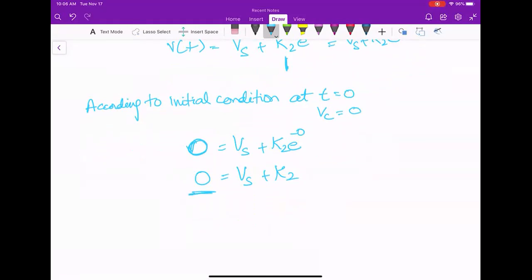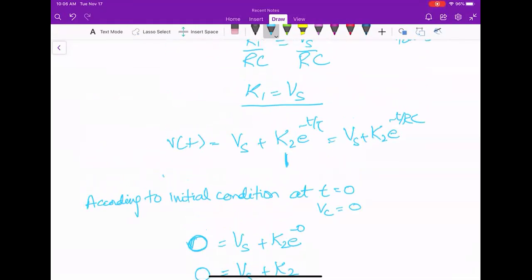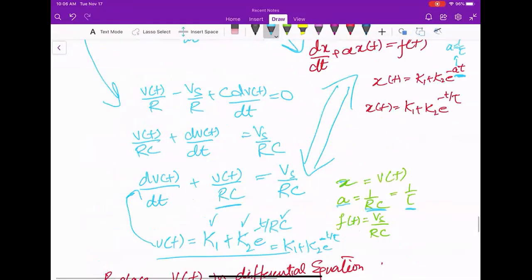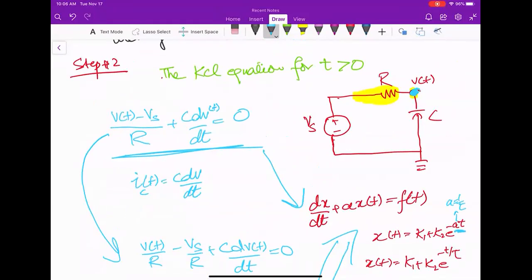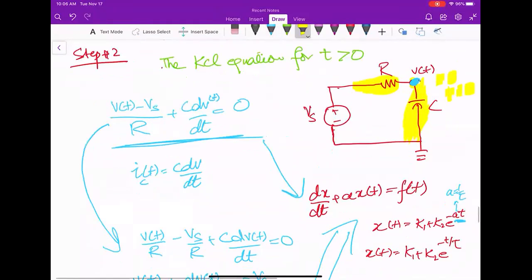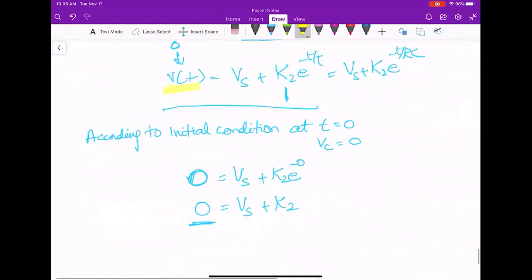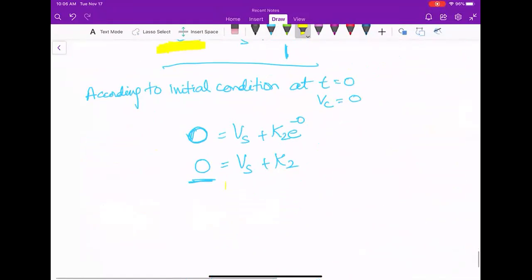Why did I put 0 here? Because in this equation, I put this thing at 0 at t equals 0. Now come back here. This V of t was actually the voltage across the capacitor, right? Which is 0 at t equals 0. So that's why this is not Vs. This is not the whole voltage. This is the voltage across the capacitor. That's why I did that.